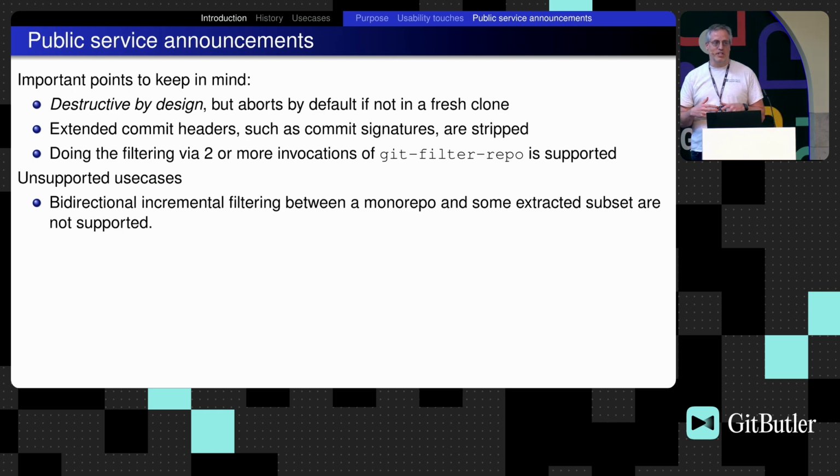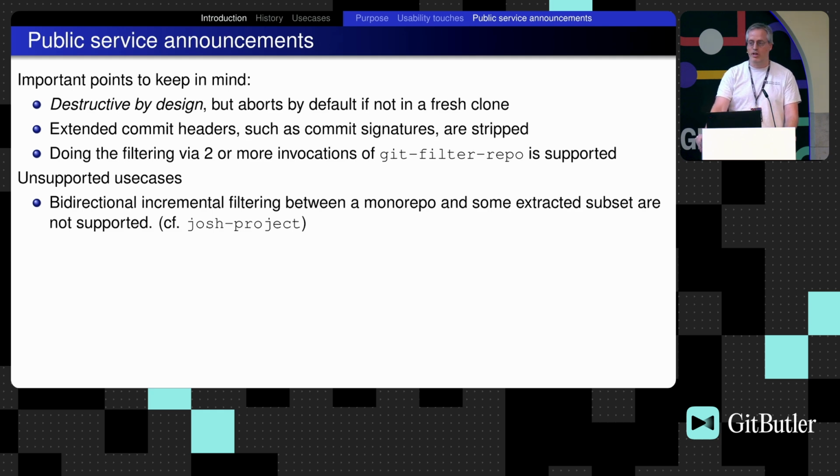And there's a couple of use cases that people keep on asking about, so I just want to cover that they're not part of what git-filter-repo does. One is people want to filter out a small portion of their repository, have it rewritten into another separate one, do some development on it, and then bring all the changes back and then keep on doing bidirectional development between these two repositories. There is a project that does do that called Josh Project. It was covered at GitMerge 2020 if I remember correctly.